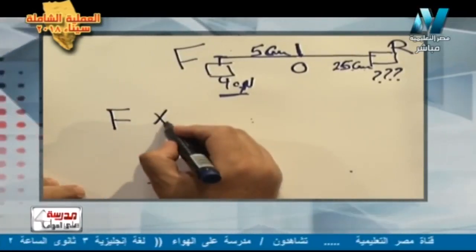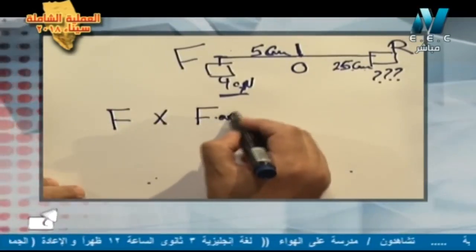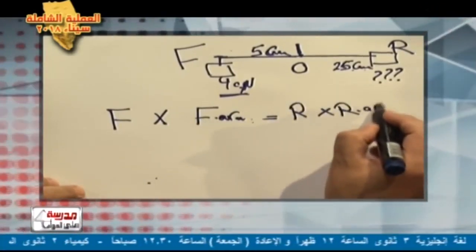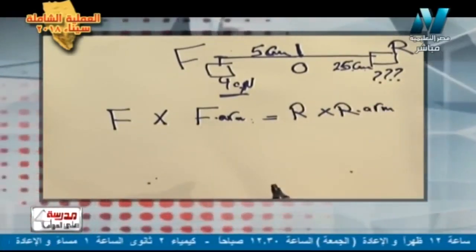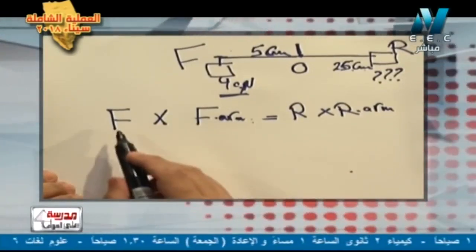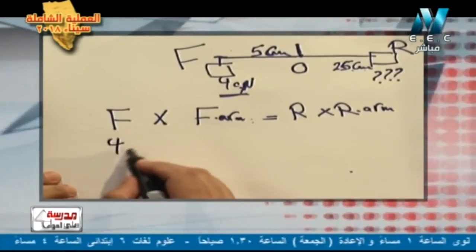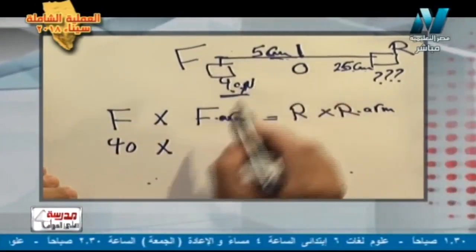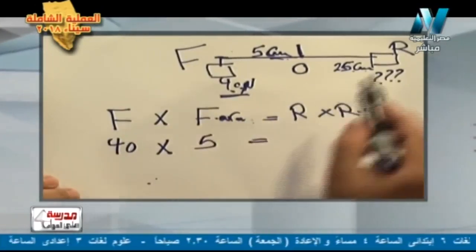The law says effort force by effort force arm equals the resistance by the resistance arm. Okay? Effort force equals 40 Newton as in this problem, by effort force arm which is 5 centimeter, and the resistance I must find now.